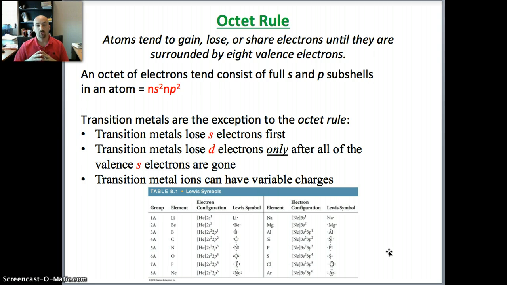Now if you remember, we talked about the electron configuration for ions, and we removed electrons from the subshell with that highest value of n, okay, principal quantum number. Now you have to remember that there's always an exception to every rule, including the octet rule, okay, and so transition metals are an exception to the octet rule. Transition metals will lose s electrons first, and then they'll go and lose their d electrons, only after all those valence s electrons are gone. Okay, and so here's some example Lewis symbols for some different elements, and you should practice drawing those as well.